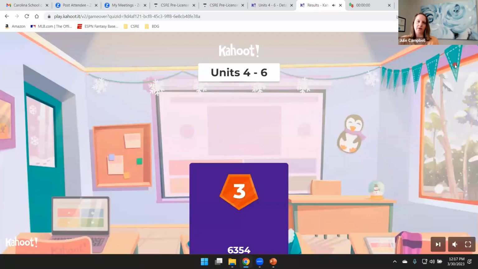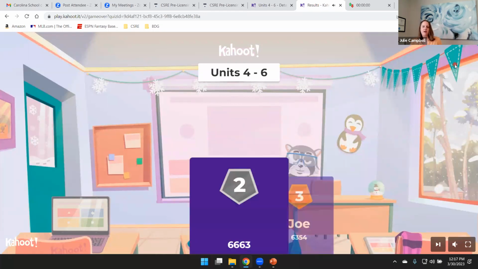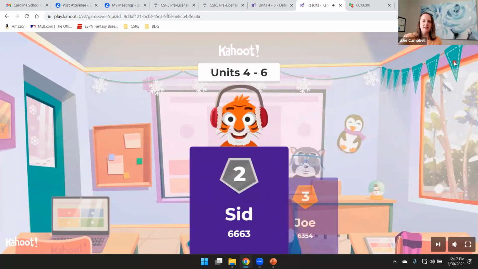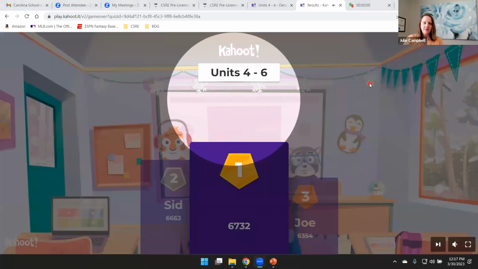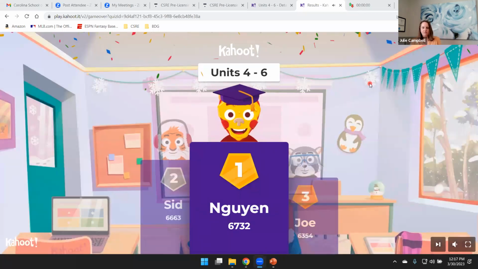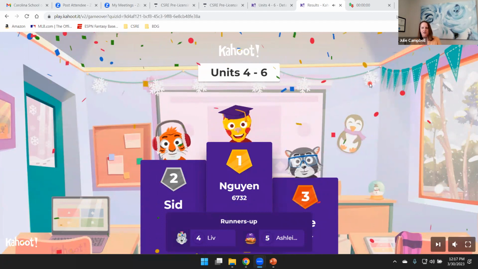So here's our podium, our leaderboard. Our third place is Joe. Our second place is Sid. And our first place, this Kahoot, is Nugent. We got fourth and fifth runners up, Liv and Ashley.